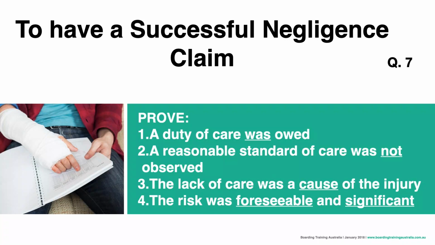Firstly, that you did owe the duty of care, or the duty of care was owed to that person. Secondly, that a reasonable standard of care was not observed. Thirdly, the lack of care by that person was an actual cause of the injury, could have been prevented otherwise, and that the risk of injury was foreseeable and it was significant. So it could have been foreseen and avoided or prevented.